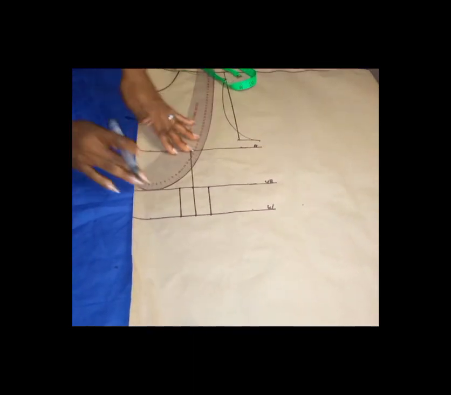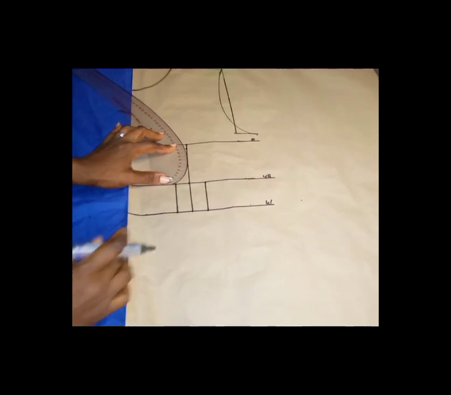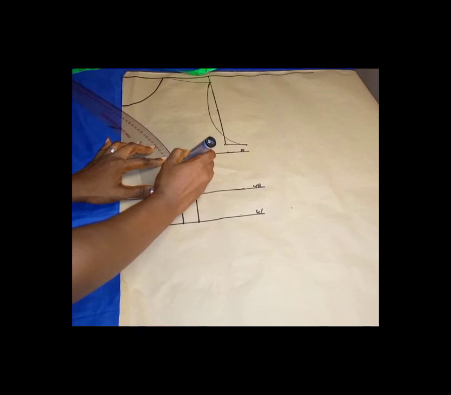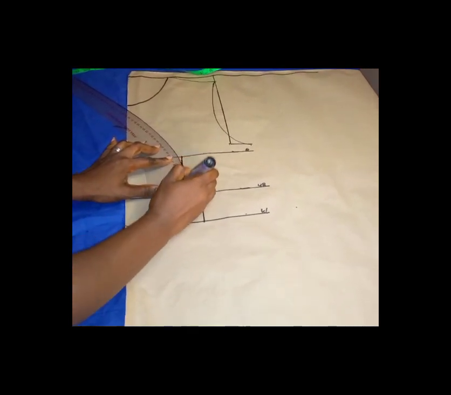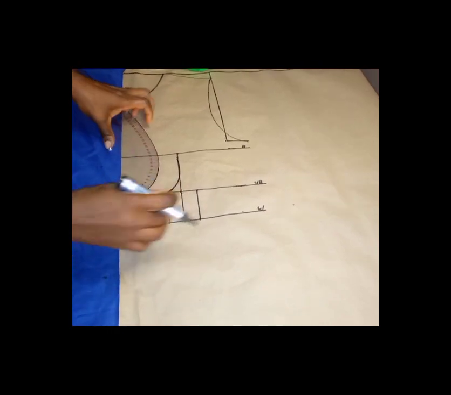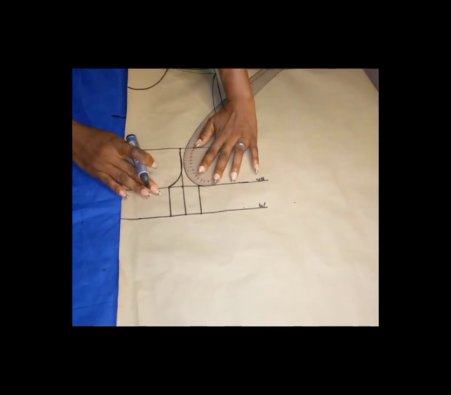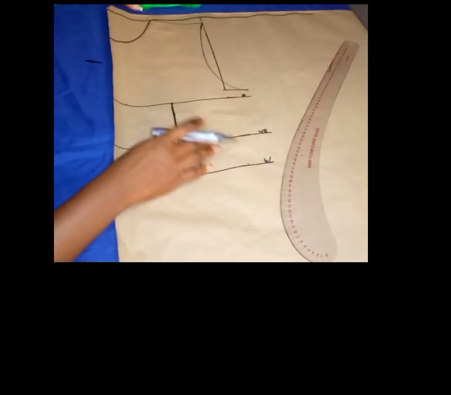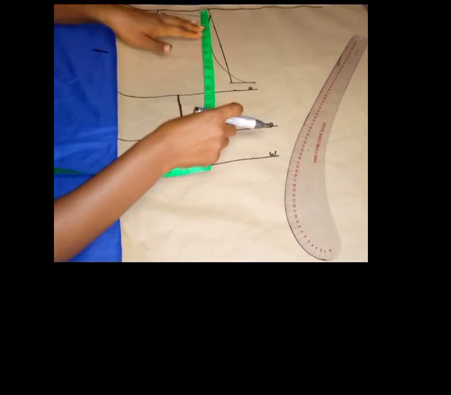Next I'm just going to connect to the half an inch before my bust area, or before the bust line. I've connected one side. I'm going to connect the other side towards the side seam area using a curve rule as well. Okay, so I'm done with that.